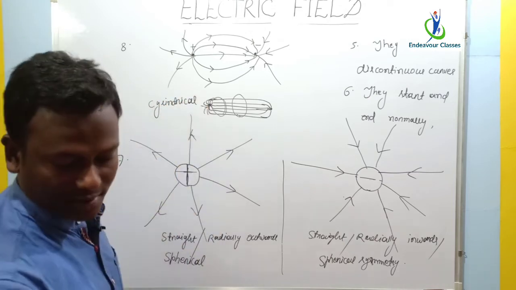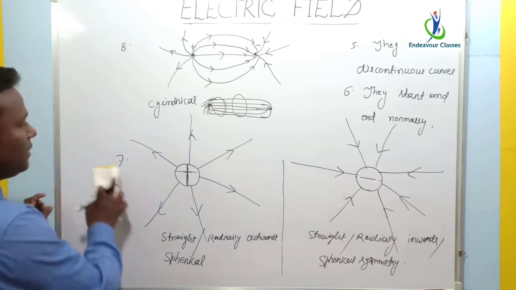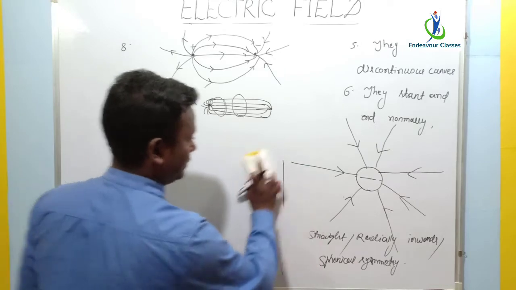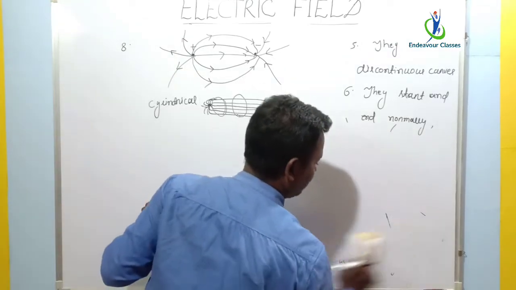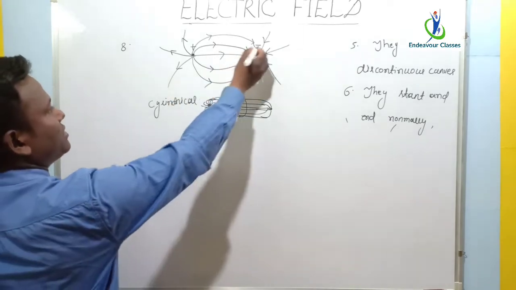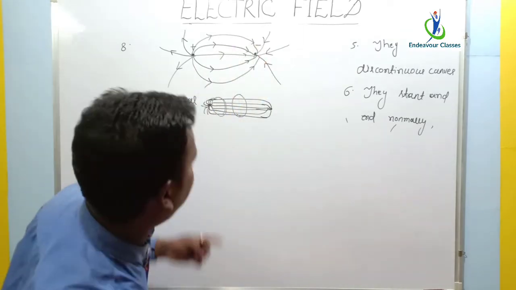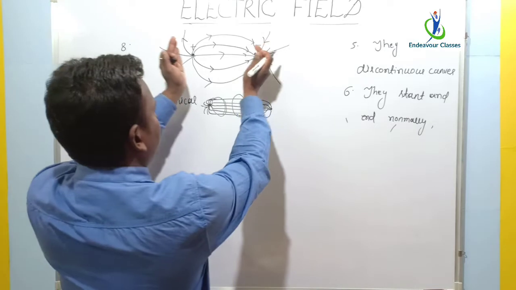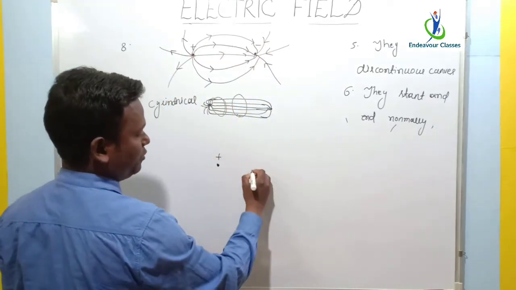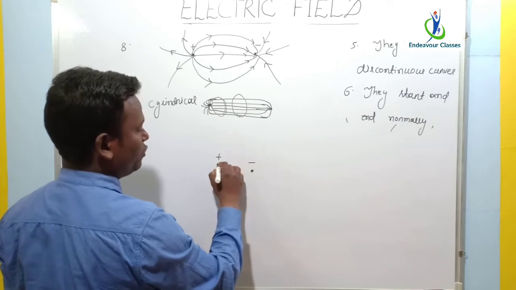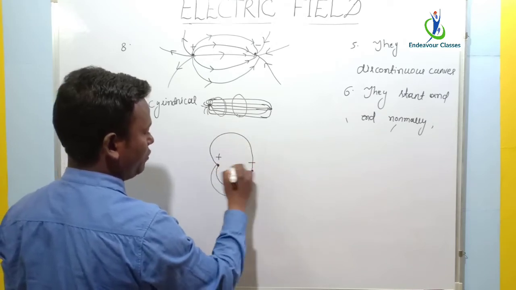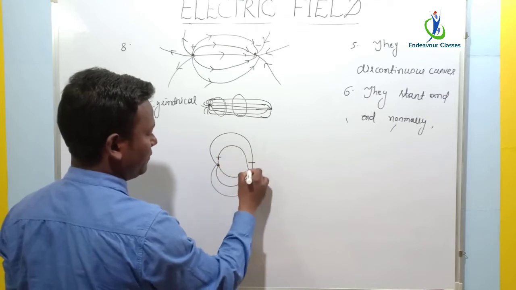And another thing is that it is also one characteristic of lines of force. In case of opposite charges, positive and negative charge, the positive and negative charges will attract each other, so they will move closer, and the lines of force will contract longitudinally.